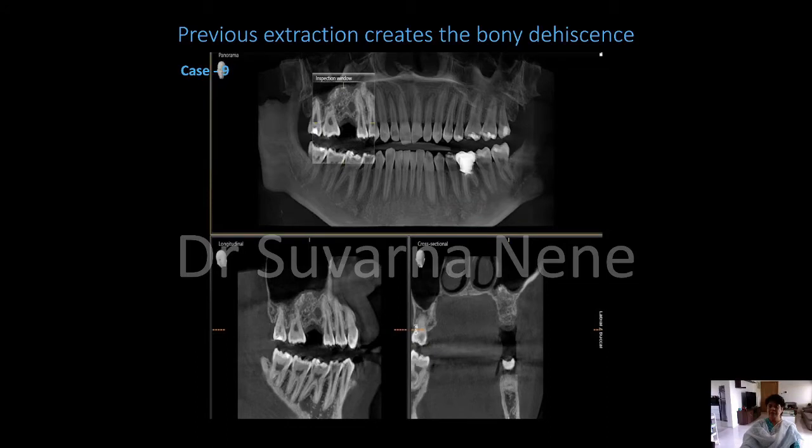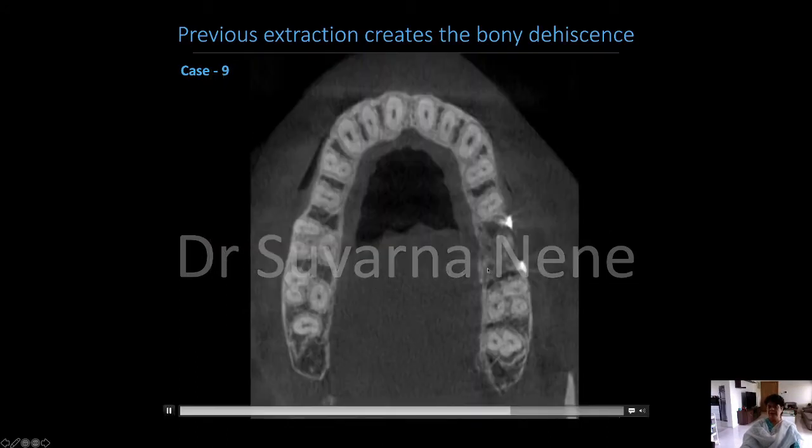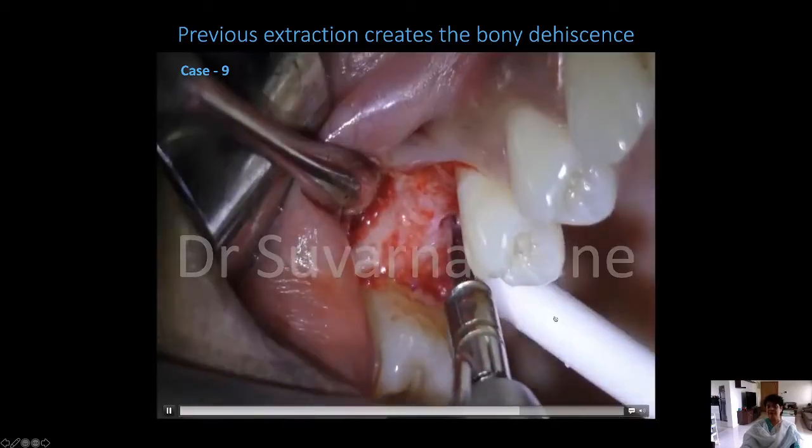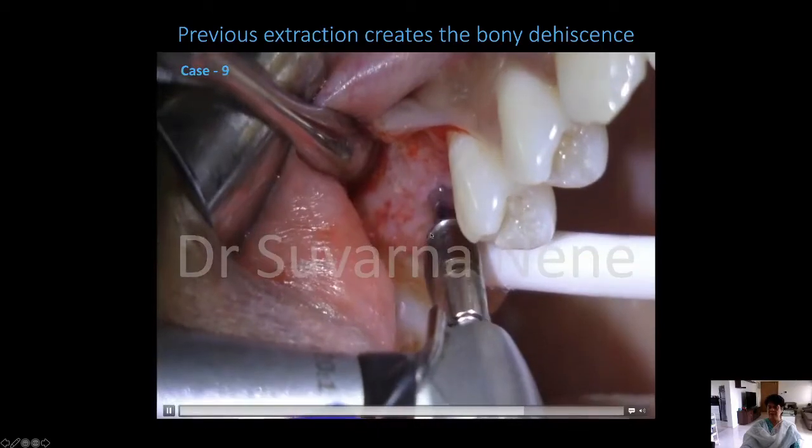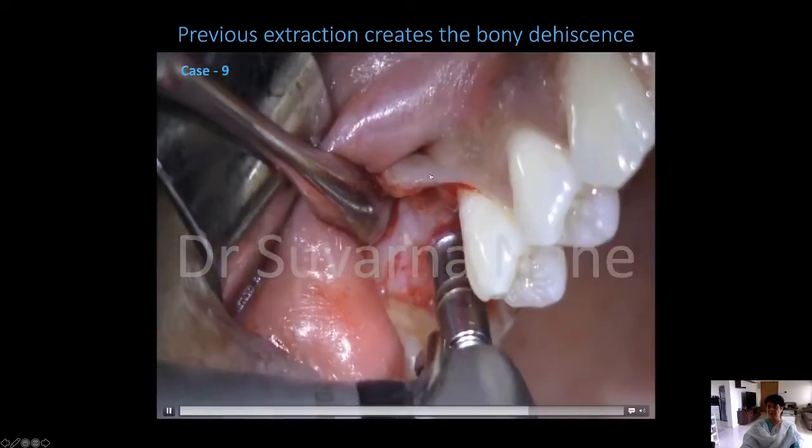After 4 months, a huge amount of bone is made, and you can very well see that I have enough width to place a good size implant. You can appreciate the amount of bone made. You remember how this was then.